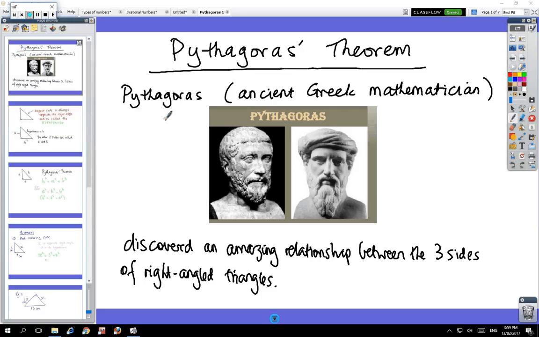Okay, so in this first video we're looking at Pythagoras' theorem. Pythagoras was an ancient Greek mathematician, and I googled some pictures, or actually some statues that were done. He discovered an amazing relationship between the three sides of right angle triangles. So it's only to do with right angle triangles, no other sort of triangles. Okay, so put the heading in, don't need to draw the picture, and just come across and have a look.